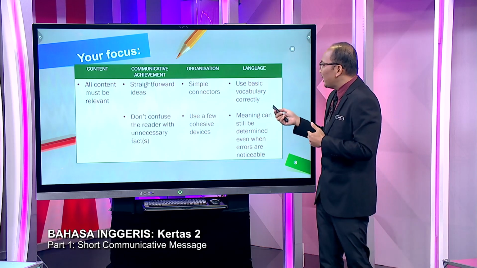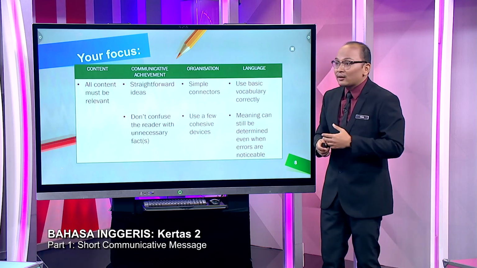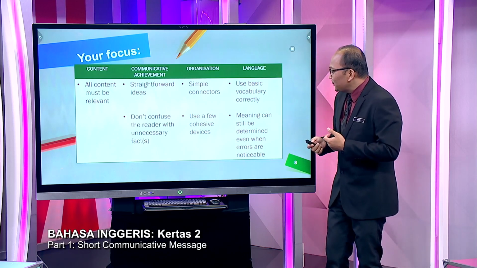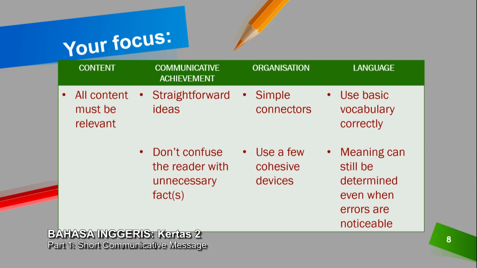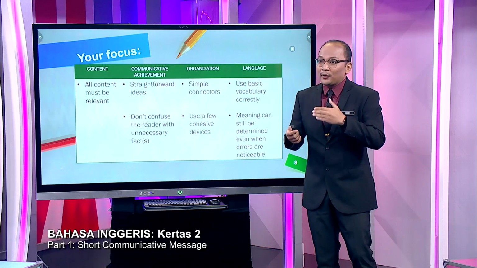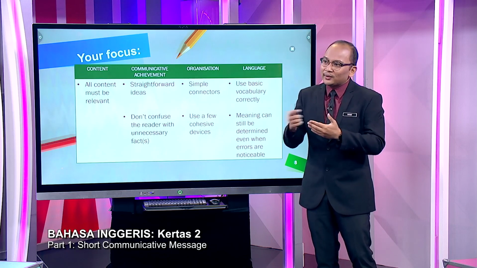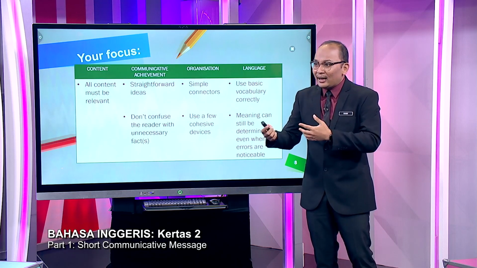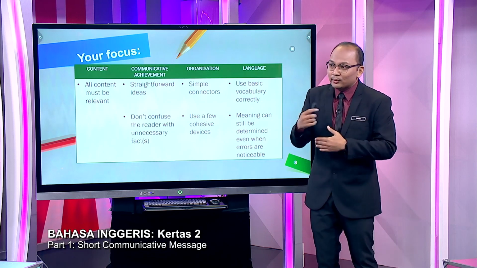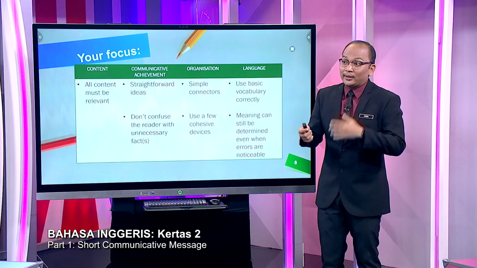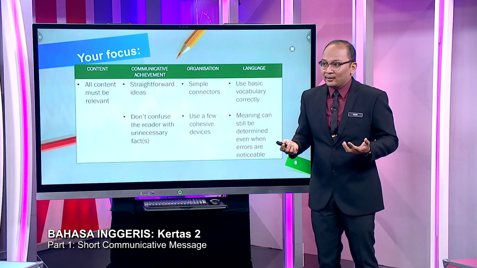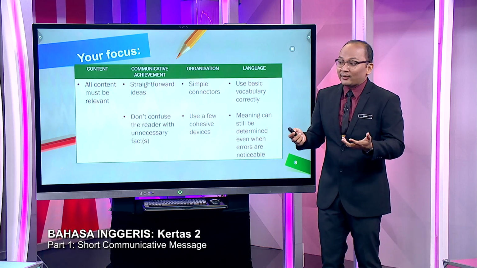And also for language, use basic vocabulary correctly, and the meaning can still be determined even when errors are noticeable. So Chris, for Part 1, errors can still be there, but you can still get a good score. Please don't be terrified. If you make some errors and may not be able to correct them once you have finished, don't be worried about that so much. It's normal for us to make mistakes. We are not perfect writers because we are still learning the language, right?